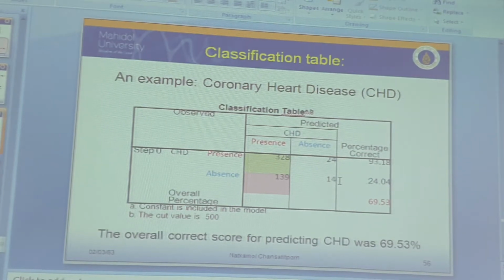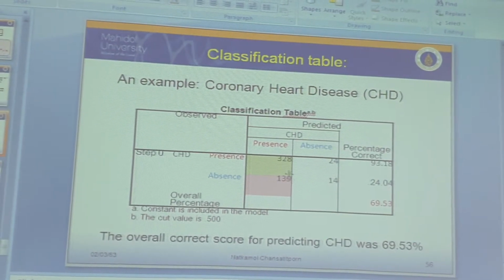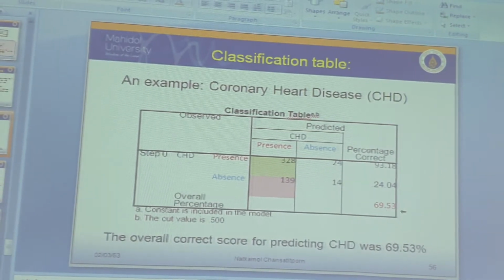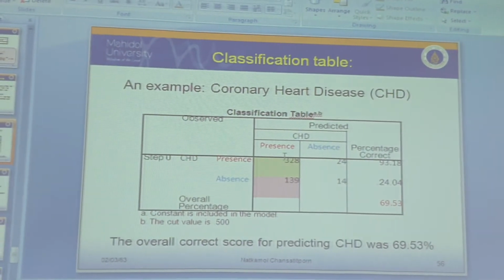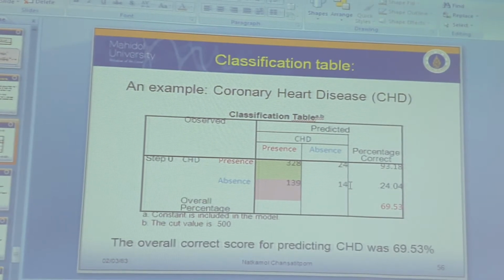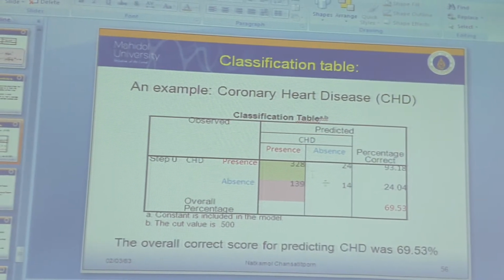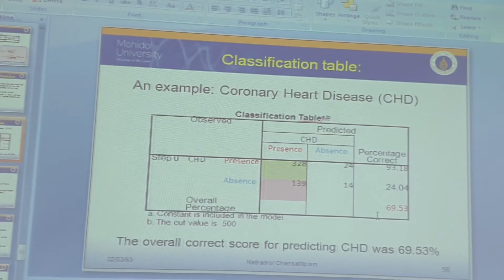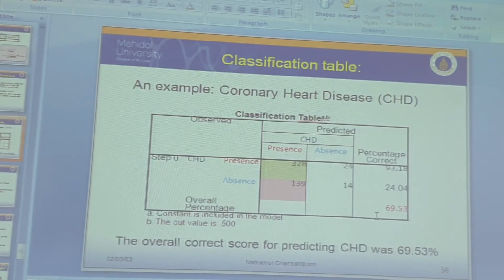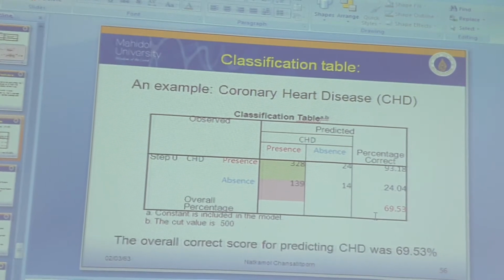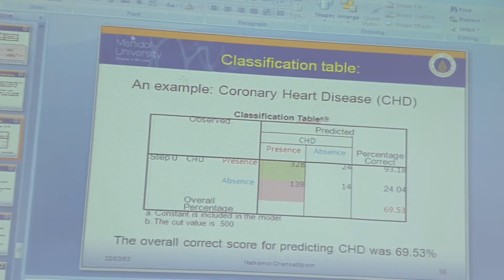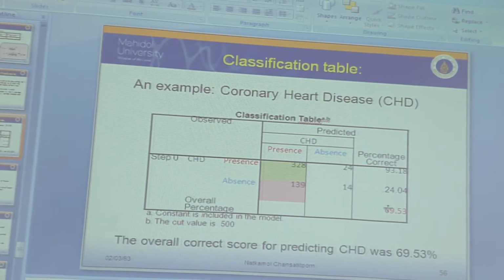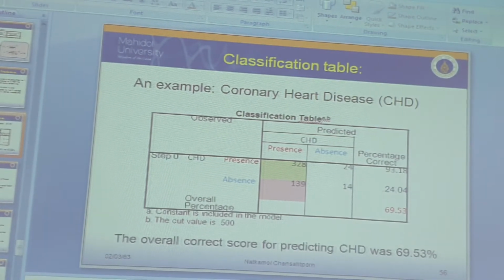Is that right? Because look at this table. So here, 69.53 comes from 3 to 8 plus 14 over the total number of samples. This is the total percentage of correct predictions. So here we need to report this number when you fit the logistic regression model.